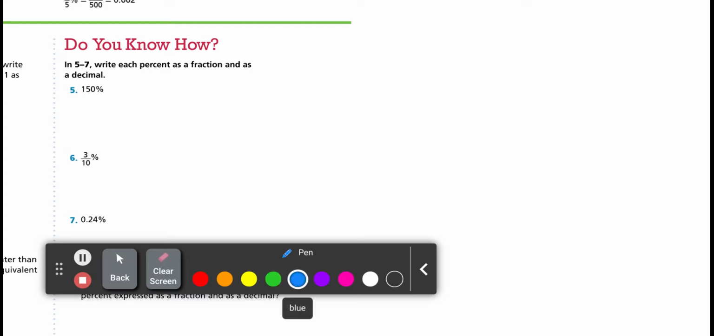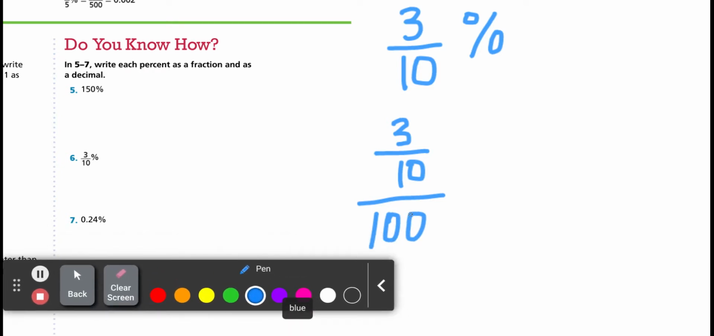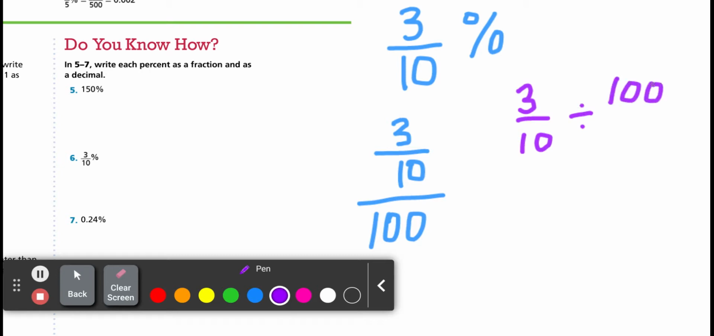We have 3/10 of a percent. So first step, write our percent as a fraction. 3/10 over 100. Percent means over 100. So now let's write out this division. We have 3/10 divided by 100. Well, in order to divide with fractions, they both have to be fractions. So 3/10 divided by 100 over 1.